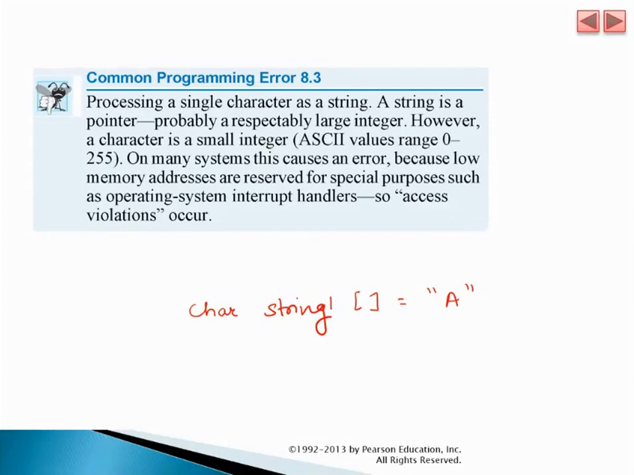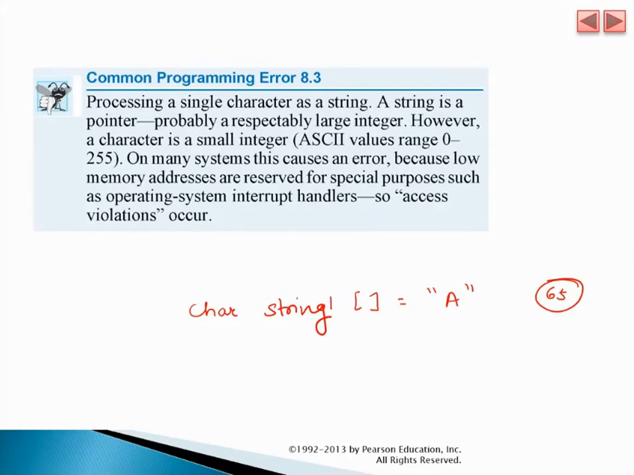The reason is that a character has a small integer value. For example, 'a' has only the integer value 97, but a string is a collection of characters, so its value is larger. Many systems cause an error because low memory addresses are reserved for special purposes, and if you try to go there, you will get an error.